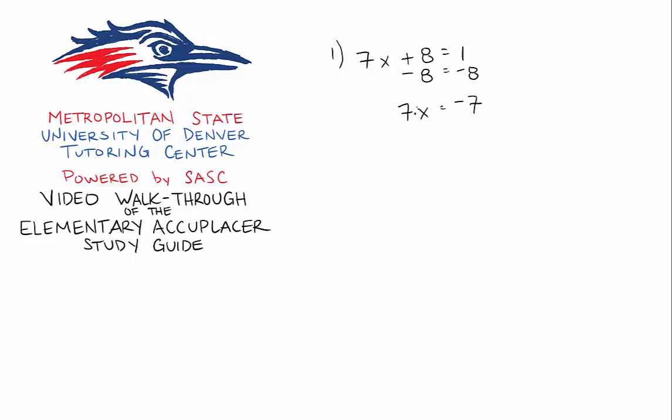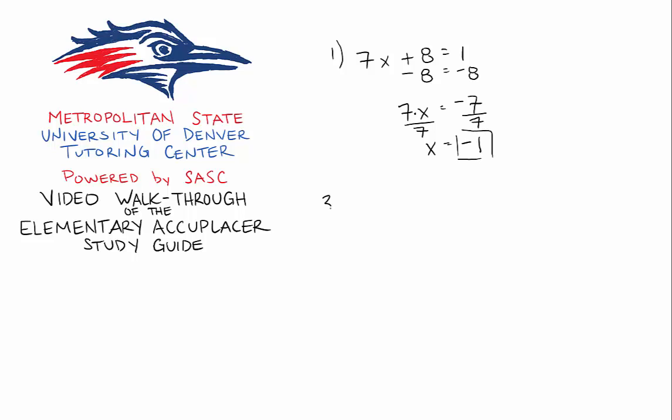The next step I'm going to do is the opposite. I have 7 times x here. I'm going to divide by 7. 7 divided by 7 is just 1. So I have 1x, or just x left. I have to do the exact same thing to the other side of the equation, so I'm going to divide by 7. And a negative 7 divided by a positive 7 is a negative 1. And if we look on page 52 for our answer key, problem 1, the answer is negative 1.